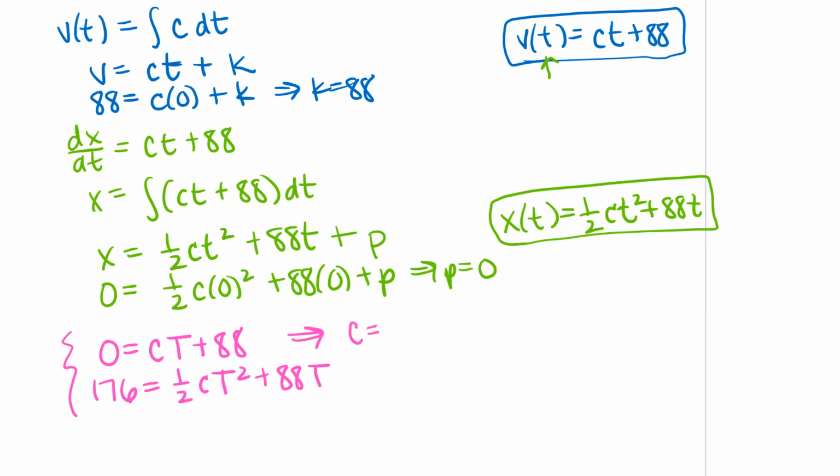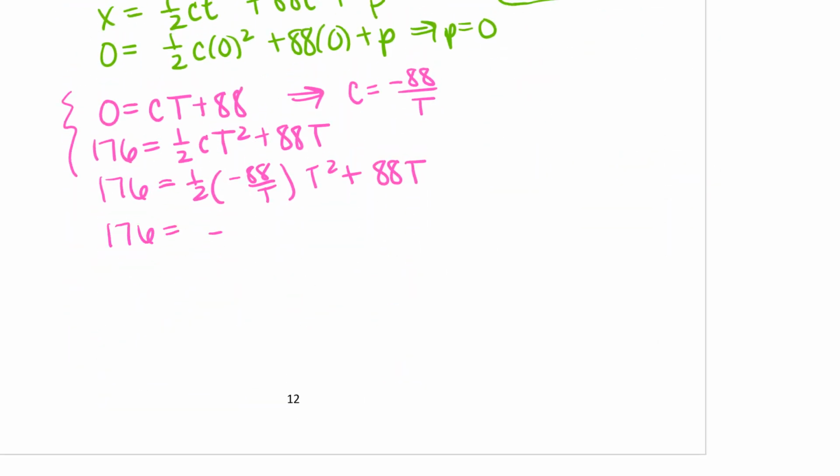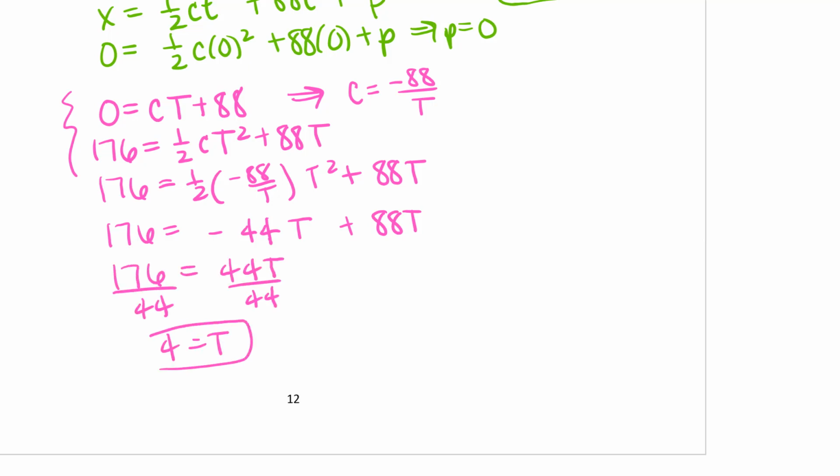So if I subtract 88 and divide through by t, I get c is negative 88 over t, and then if I plug that into the second equation, I get this. And then if we just simplify this first term on the right side, we'll get negative 44 times t. So the t on the denominator will cancel with one of the t's in the t squared. And then from here it's pretty straightforward. Alright, so we get our t equals 4, so it takes 4 seconds for the skid to stop.